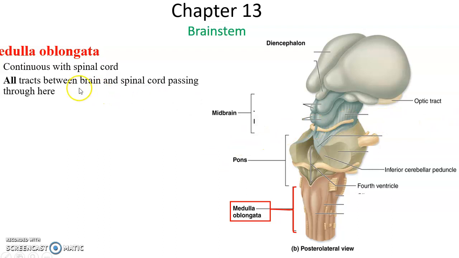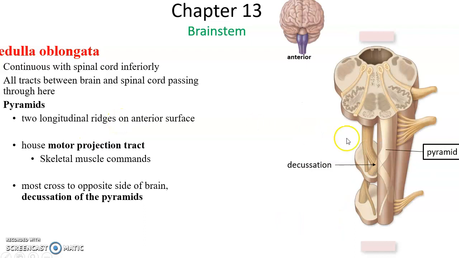Then we have the medulla oblongata. It is inferior to the pons, and it connects to the spinal cord and is actually continuous with the spinal cord. And all tracts between the brain and the spinal cord must pass through the medulla oblongata. The medulla oblongata has two anterior ridges called pyramids. The pyramids are long, bulging structures that house most of the motor tracts coming from the primary motor area of the cerebrum. So it has the tracts that control many skeletal muscles.